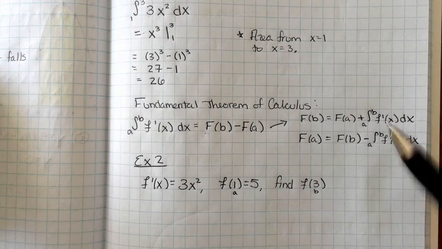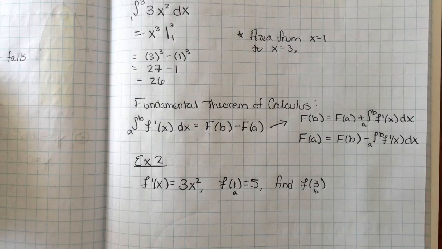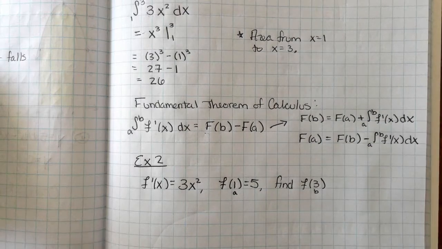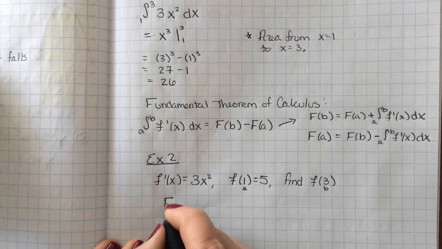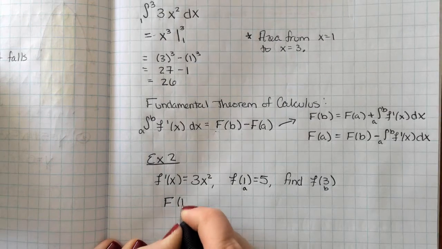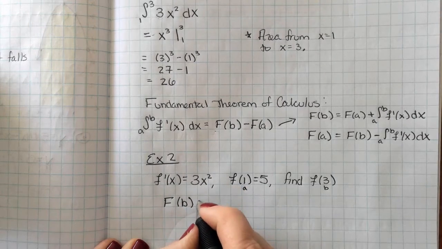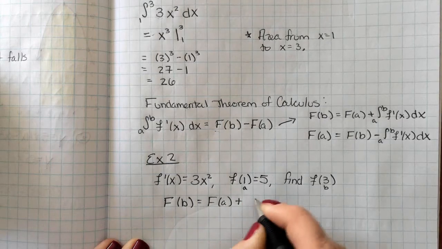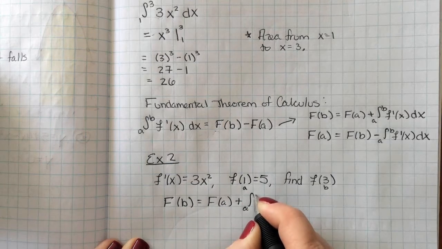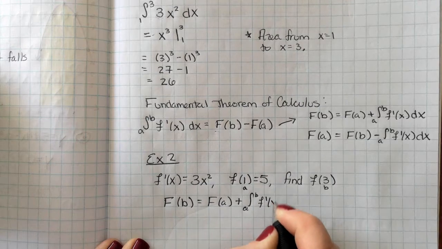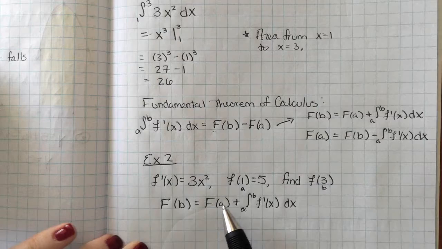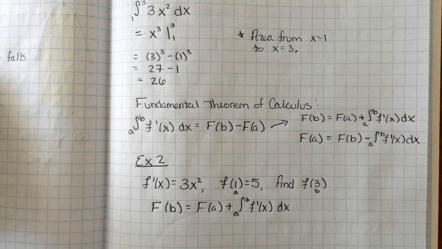Looking at this notation up here, which one do I want? Do I want the top one or the bottom one? I want the top one. I'm going to rewrite it: F of B is equal to F of A plus the integral from A to B of F prime of x dx. That's the one we're using because that's the information I don't know.